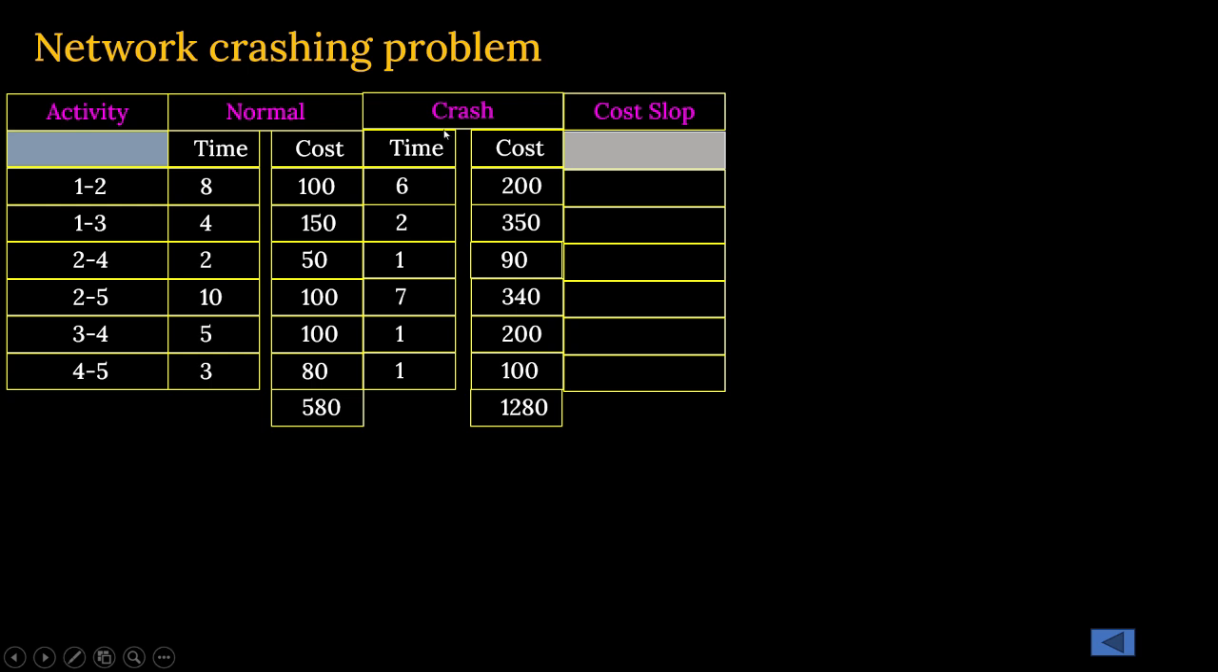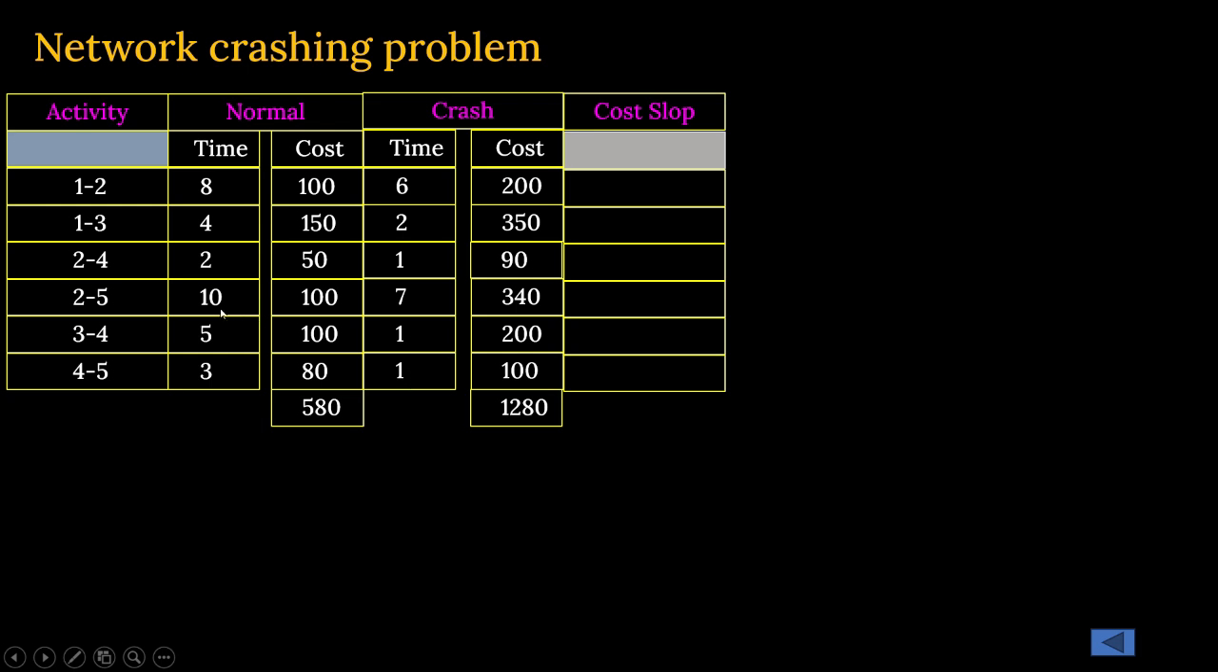Okay. The very next two columns are about the crash. Under crash, you are getting two sub columns. One is the time column. That means after crashing, the duration will reduce to 6 days. Initially, it was 8 days. After crashing, it will be 6 days. Similarly, for the activity 1 to 3, normal time was 4 days, and after crashing, the duration will be 2 days only, and like that 1 day, 7 days, 1 day, and 1 day.